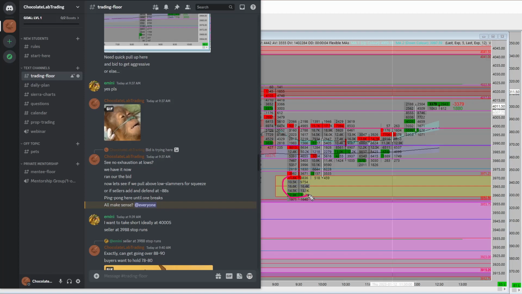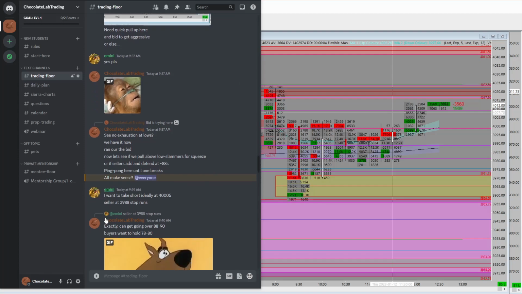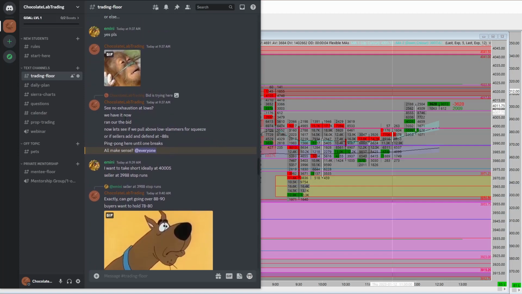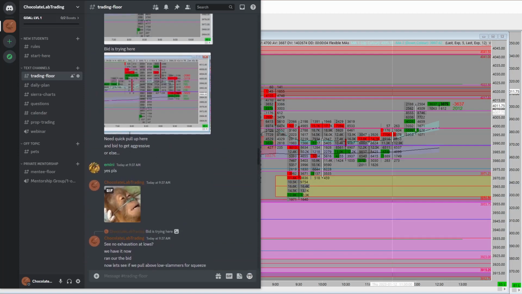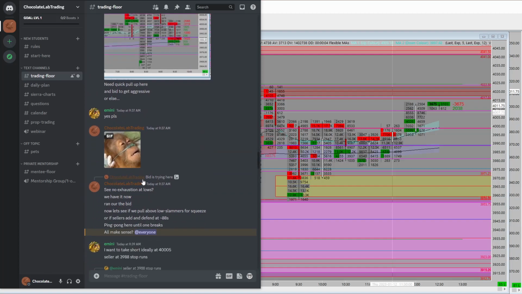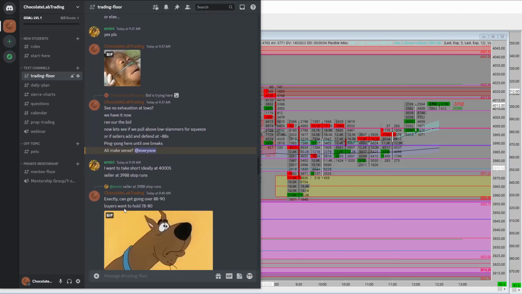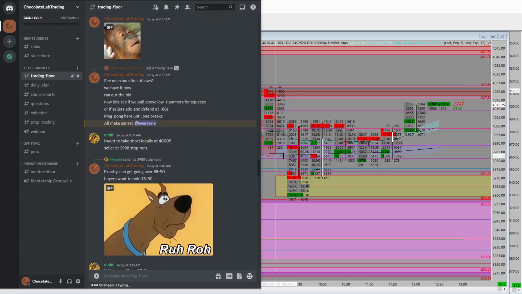Look above though. 13,000, 10,000, 14 and a half, 16, 16 and a half. Relative to what's being done at the lows, that is exhaustion. I said, bid needs to get aggressive or else, right? And this bid over here was not able to do it, and that's where we saw this. And then as we came back down, I said buyers want to hold 78s to 80, right? The lower end of this volume, they couldn't, and we went down.